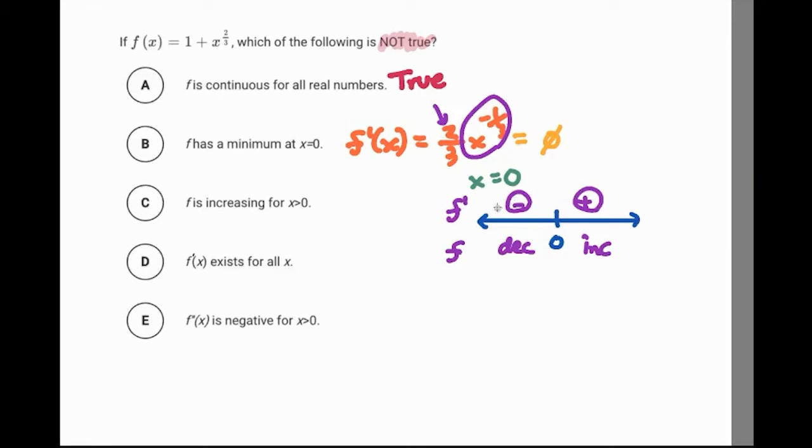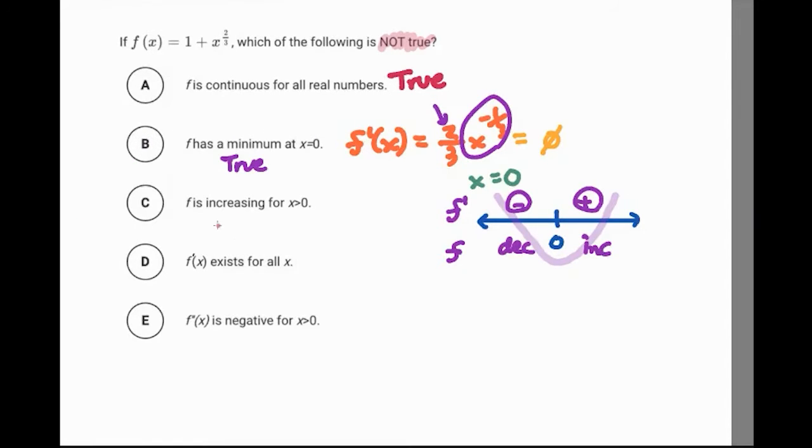So if you sketched a graph, it would look something like this, or a sharp turn, doesn't really matter. And then you have to make sure at 0, does the point exist? Well, we already proved that with A. So the point would exist there. So B does have a minimum, so that's true as well.